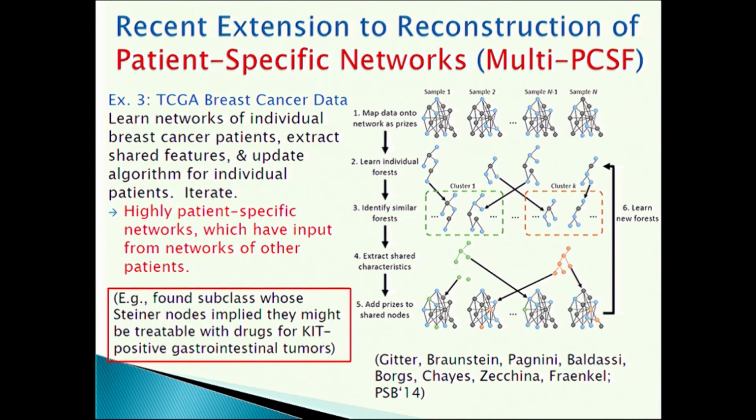We found one cluster where the Steiner nodes implied that their breast cancer should or could maybe be treatable with known drugs that are treating a certain kind of gastrointestinal tumor, which is really nice because with FDA trials, you don't have to go through the first stage because you know it's not toxic. So this kind of personalized thing we're really excited about. We're starting to look for similar things in a big autism data set now.